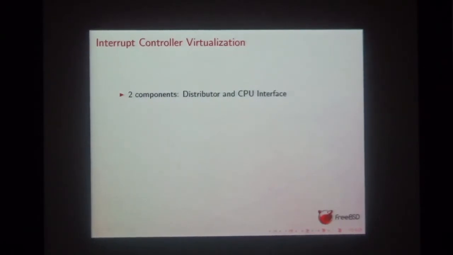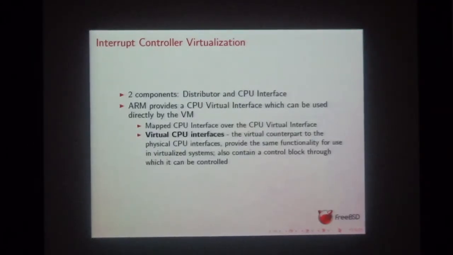As I stated earlier, we have two components, distributor and CPU interface. Actually, there are more CPU interfaces. The number of CPU interfaces equals the number of cores. ARM provides a CPU virtual interface which can be directly mapped to the VM. Basically, we map the CPU interface of the guest on the CPU virtual interface offered by the hypervisor. In this way, the guest will see a normal CPU interface. So we don't have to do anything here, just do this mapping.